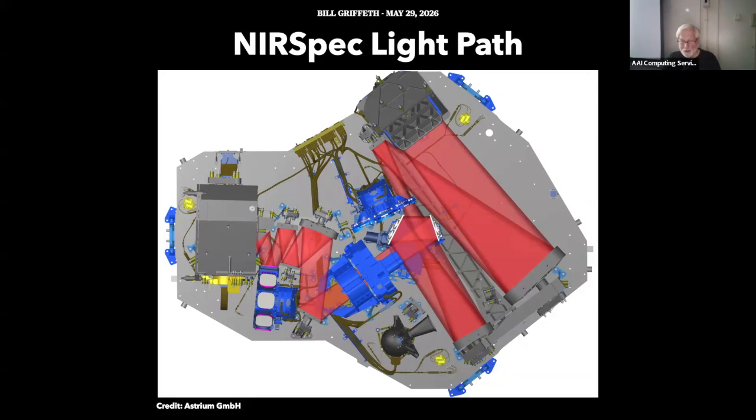The red part of the diagram shows the path that light takes through NIRSpec. The thing to see here is that it has to be folded many times to fit into a small space. You think that with all that space out there, space wouldn't be so cramped.